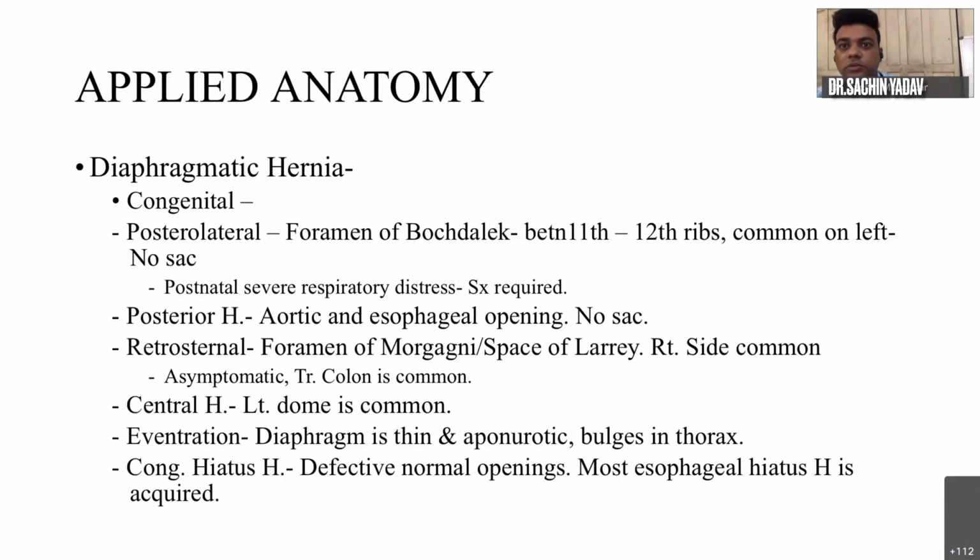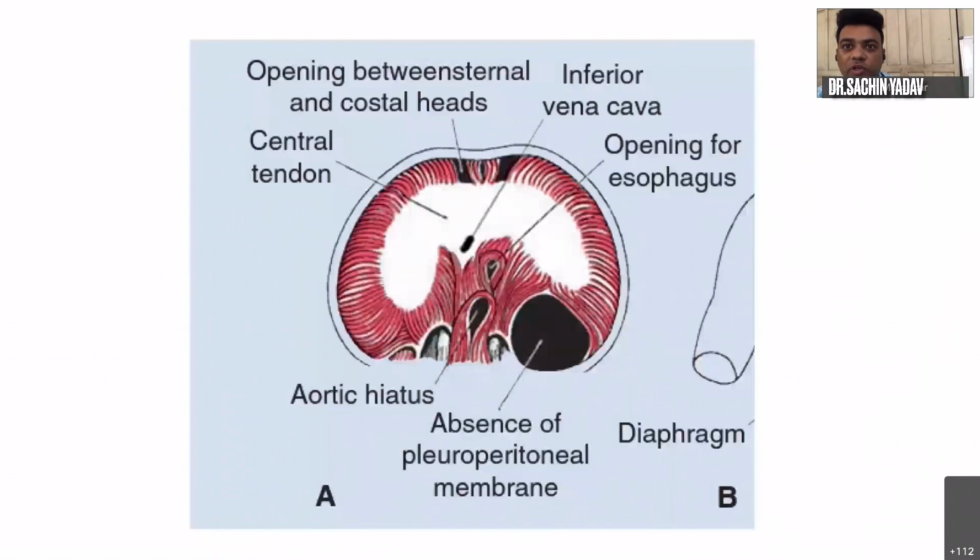So we can see the various locations for this type of hernia. From anterior to posterior, you can see the opening between the sternal and the costal end, that is the space of Larrey or foramen of Morgagni. Posteriorly, on the left side you can see the larger opening in black color due to the absence of the pleuroperitoneal membrane. Then the aortic hiatus and the esophageal opening, through which the hernia can occur.